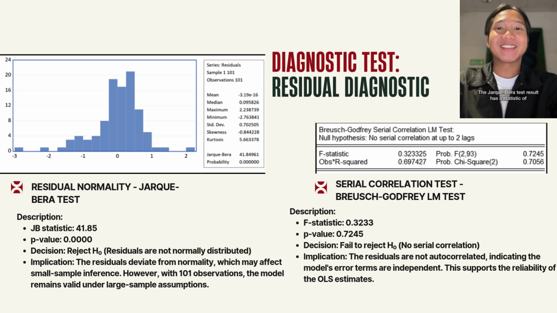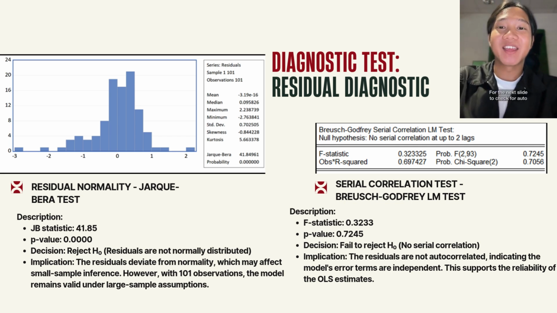The Jarque-Bera test result has a statistic of 41.85 and a p-value of 0.000. This means the residuals are not normally distributed. However, since we have more than 100 observations, this violation has limited effect under the large sample assumption.